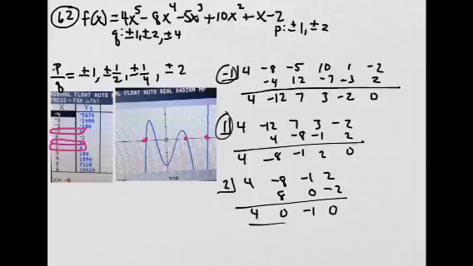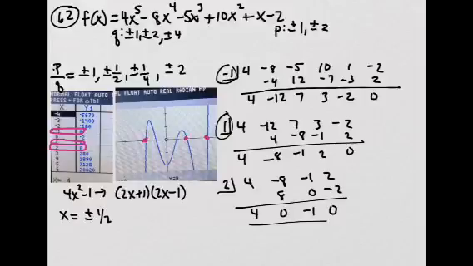Okay, so what does this mean? This means that I have 4x squared minus 1 as my factor, and this could be broken up into 2x plus 1 and 2x minus 1. And so x is plus or minus 1/2, so it was plus or minus 1/2. We got the confirmation here. And then the other zeros would be plus and minus 1 and 2. So here are the 5 zeros.